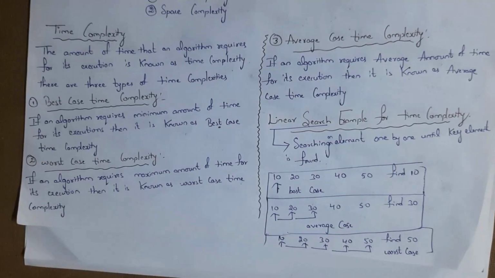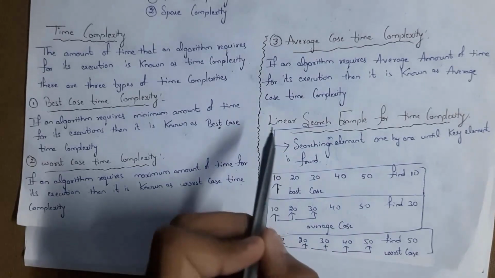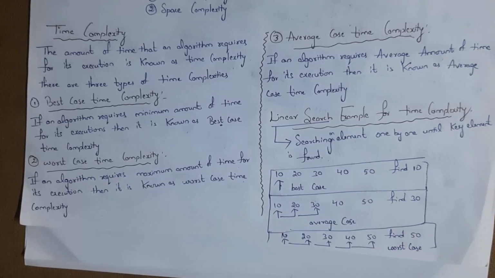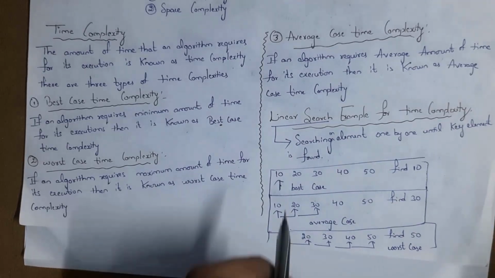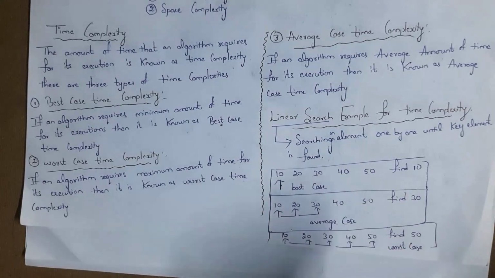I will explain best case, worst case and average case time complexities with an example, that is with the linear search example. We know what is linear search. Linear search is the process of searching elements one by one until we find the key element. In linear search, we will search each and every element one by one in order until we get our required element. This is known as linear search.